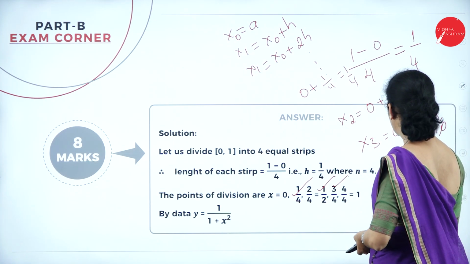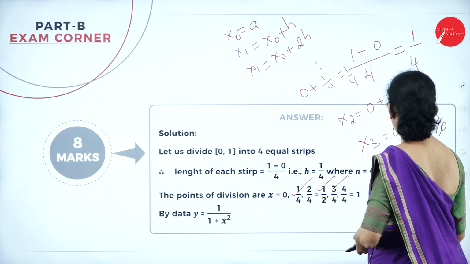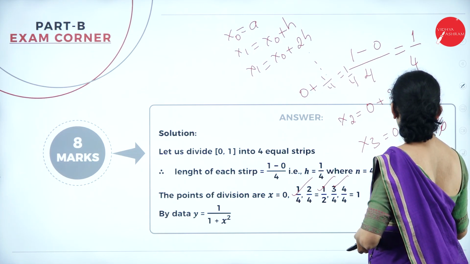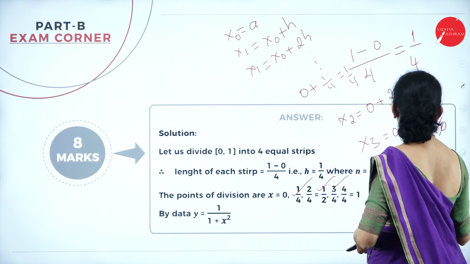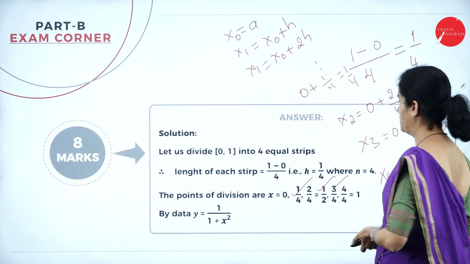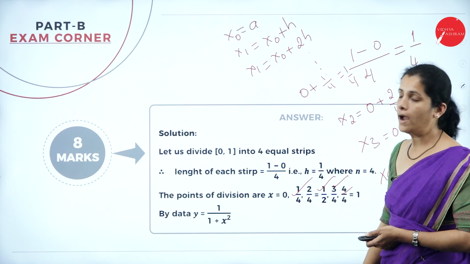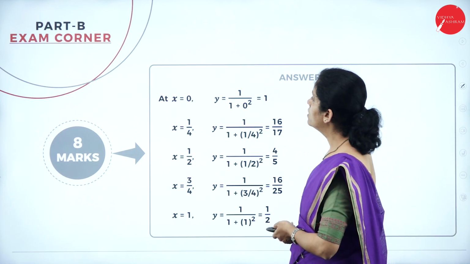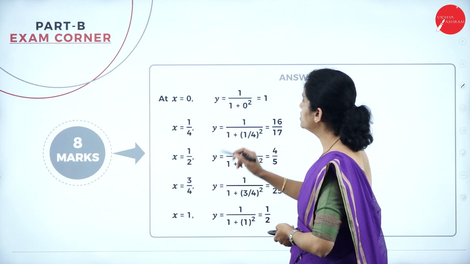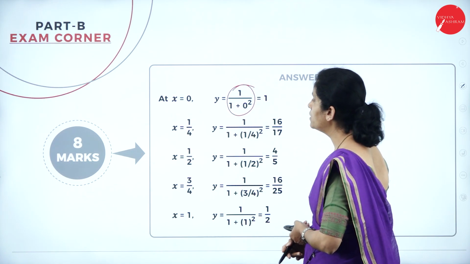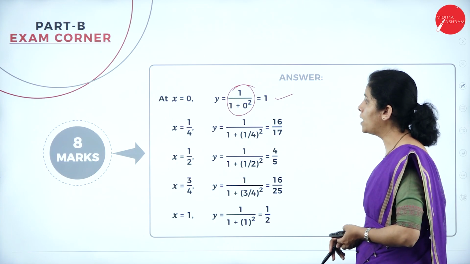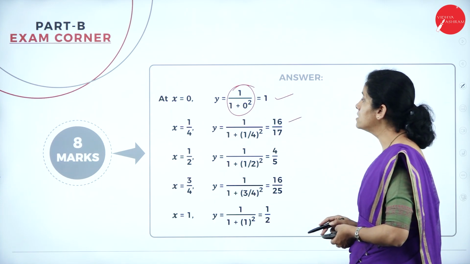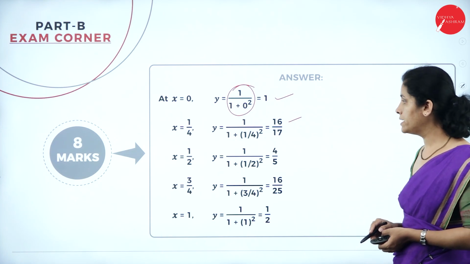Next, x4 equal to 0 plus 4 by 4. The answer is 1. Okay, I got the value 1. Now what I want to do is, when x equal to 0, I want to find the value. The answer is 1. When x equal to 1 by 4, the answer is 16 by 17.